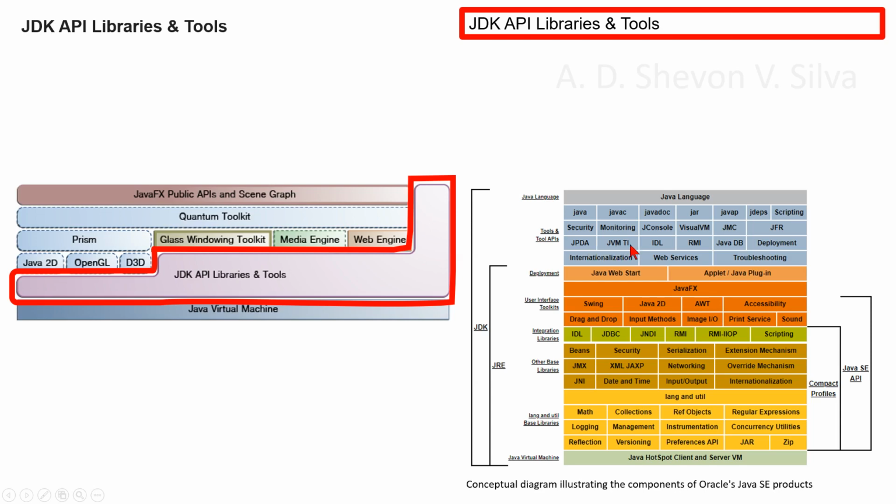JVM TI, Java Virtual Machine Tool Interface. The JVM Tool Interface, JVM TI, is a native programming interface for use by tools. It provides both a way to inspect the state and to control the execution of applications running in the Java Virtual Machine, JVM. JVM TI supports the full breadth of tools that need access to JVM state, including but not limited to profiling, debugging, monitoring, thread analysis, and coverage analysis tools.